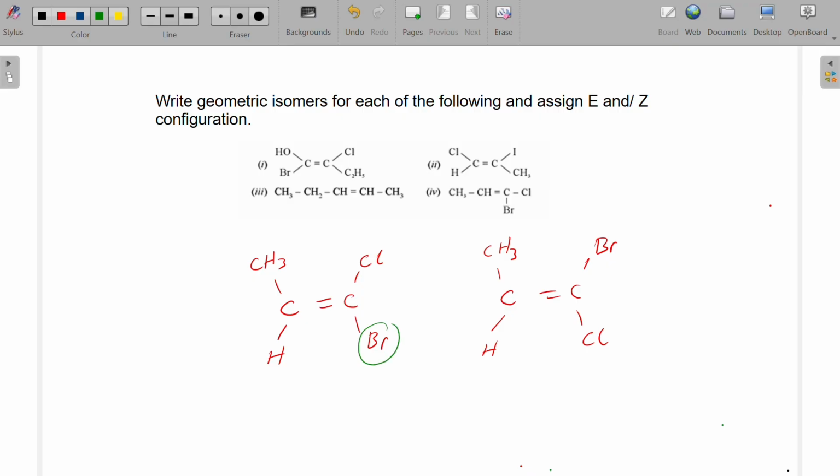So starting with this one here, between bromine and chlorine, bromine has the higher priority. And then between hydrogen and carbon, carbon has the higher priority. So the first one, the two priority groups are on opposite sides. This implies we have an E isomer. So this is an E isomer that we have here. On the other side, the bromine and the methyl group are on the same side. So it means we have the Z isomer.